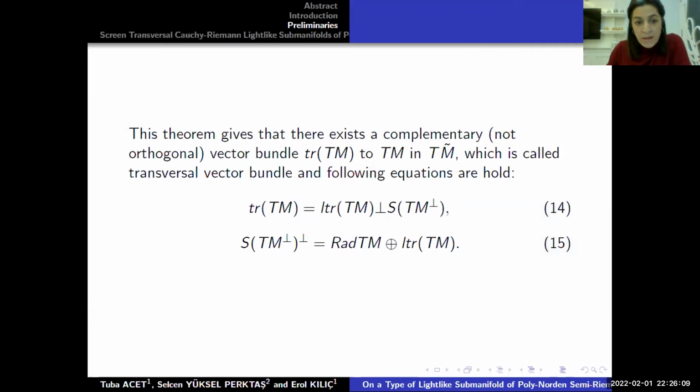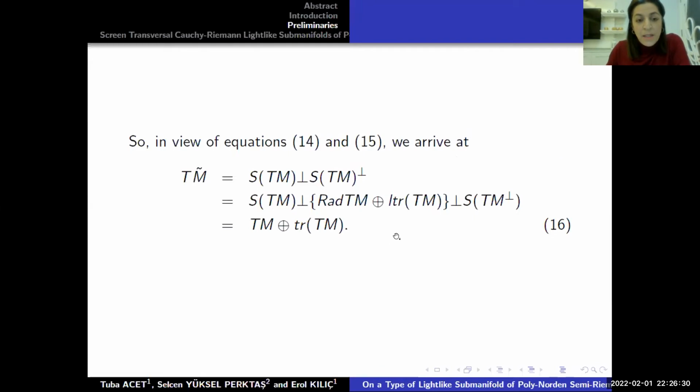But again, by this theorem, there exists a complementary but not orthogonal vector bundle, tr(TM), to TM in the tangent bundle of the ambient manifold, and this vector bundle is called the transversal vector bundle, and the following two decompositions hold. Finally, by using the previous decompositions, we can write the tangent bundle of the ambient manifold like this. And we have two parts here for the ambient manifold, TM and the transversal bundle.